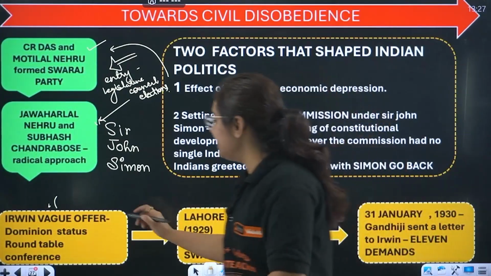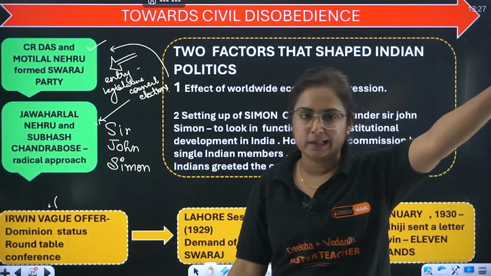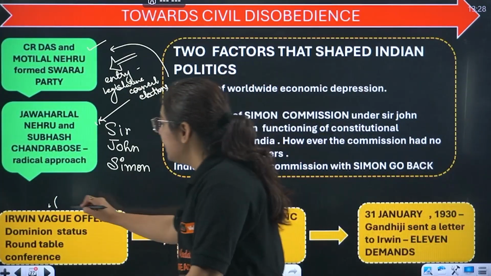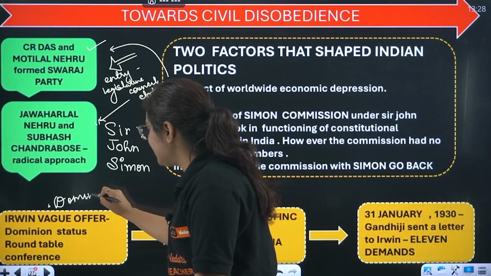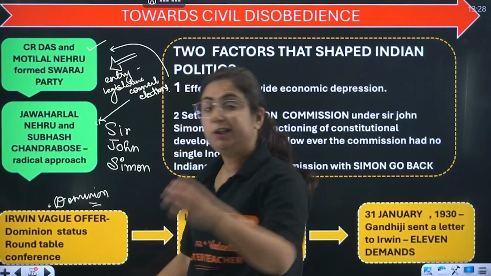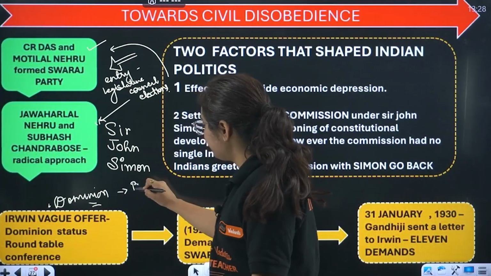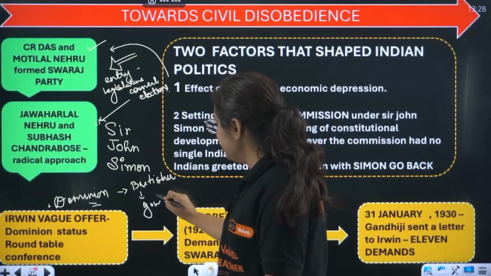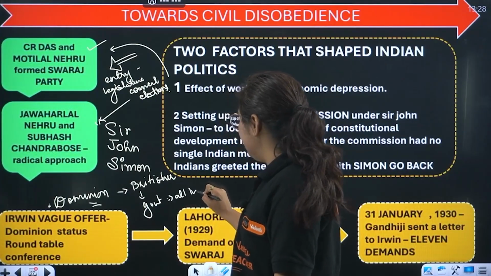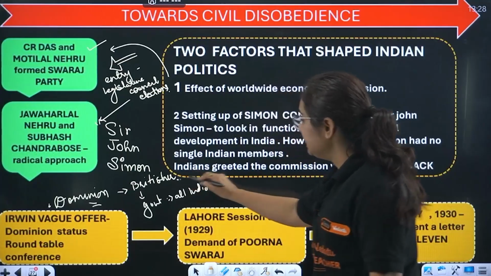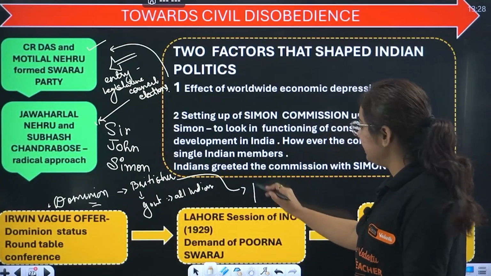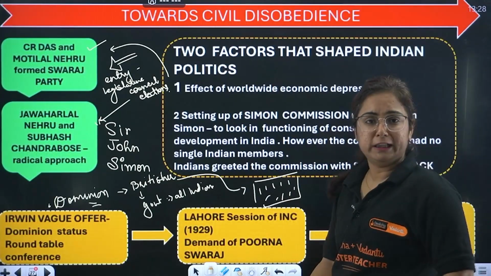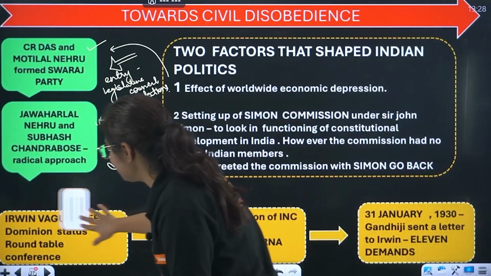Dominion status is a concept which we were demanding right back in the non-cooperation movement, because that was the early stage of the freedom struggle. Dominion status here means, beta, there will be dominance of Britishers, but in the government, there will be all Indian members. Like the planning will be done by Britishers, but the members in the legislative council will be all Indian in nature. This is dominion status. He came with a vague offer.